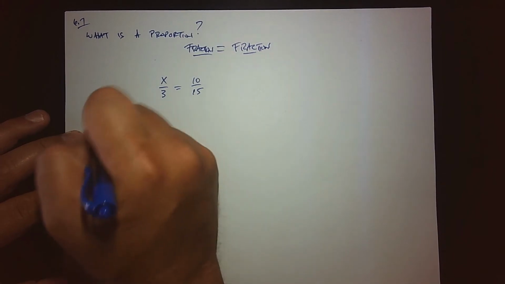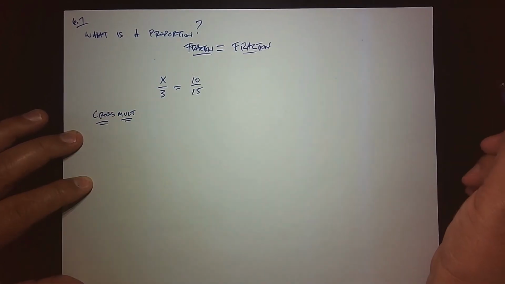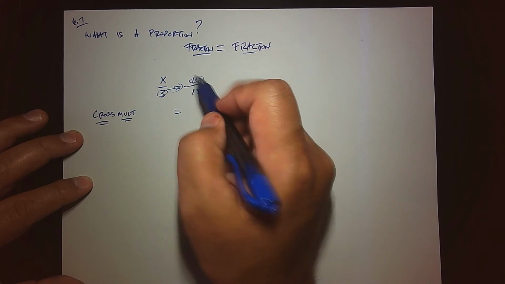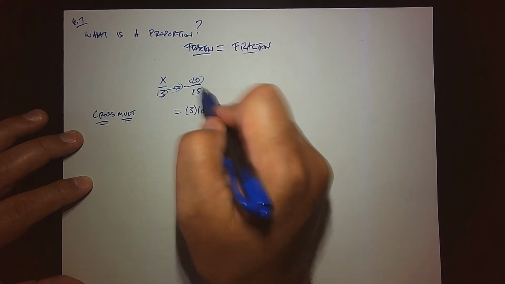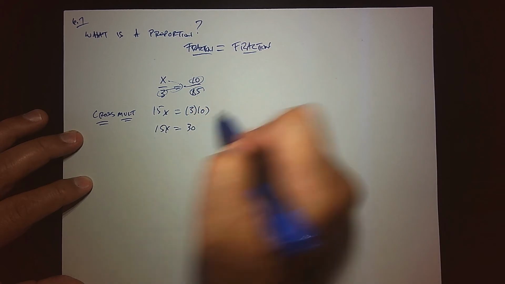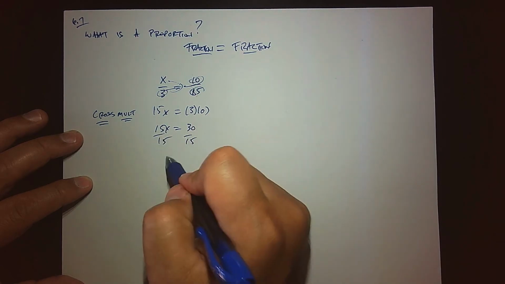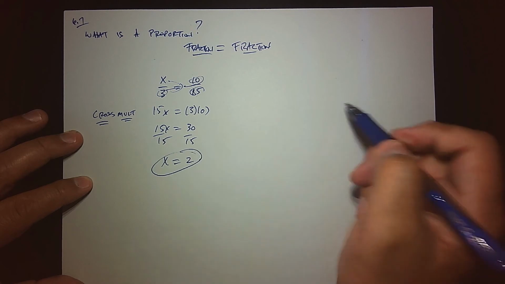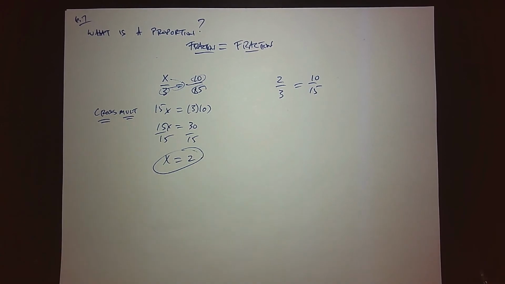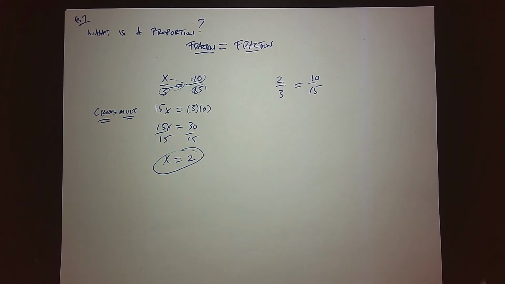What's really nice about these is you can solve them by doing what's famously known as cross multiplication. So this equation has the equivalent equation: 3 times 10 is equal to 15 times x. If I finish this problem, we'd have 15x equals 30. Divide both sides by 15, and we get x equals 2. So we're basically saying that 2 over 3 is the same as 10 over 15. That's what's really nice about solving a proportion problem: cross multiplication can come into play.